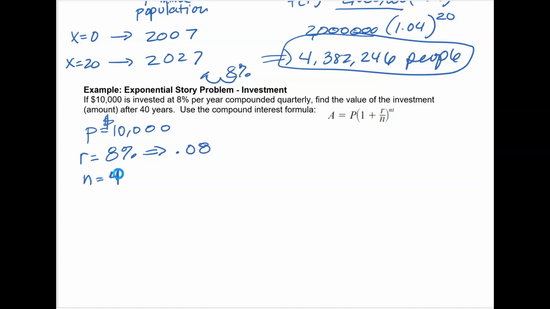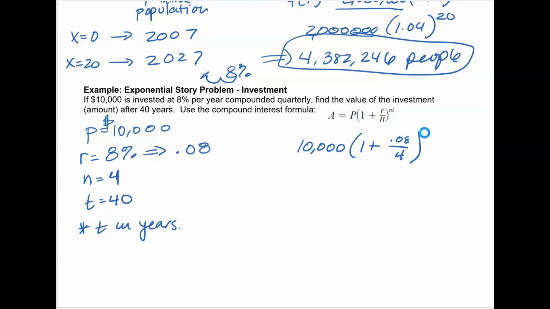And you can go check out the module 2 notes if you want to refer, if that doesn't ring a bell. And then we want to know the value of the investment after 40 years. So that would mean t equals 40. So remember, t is always in years. So I'm just going to plug all of those numbers in. So 10,000 for p, 1 plus my rate over my n times t, and then you can go ahead and just plug that into the calculator.